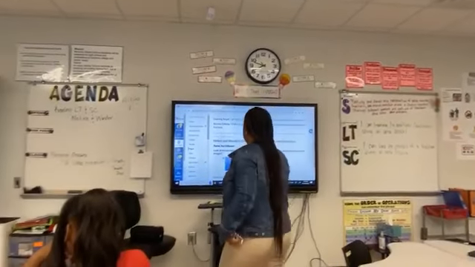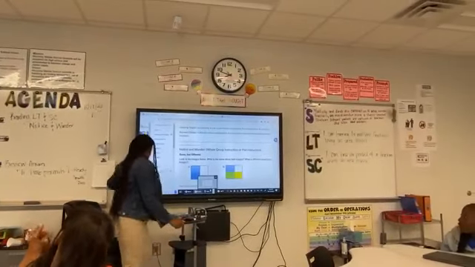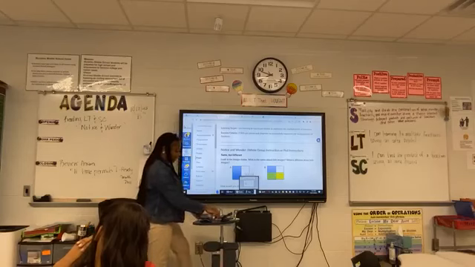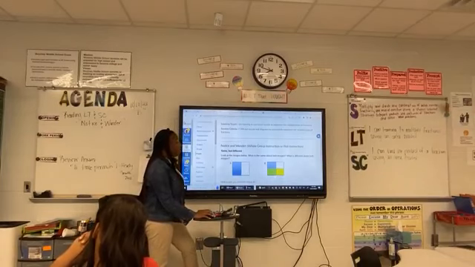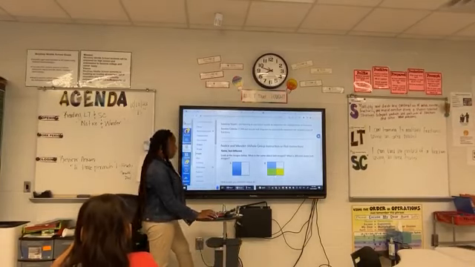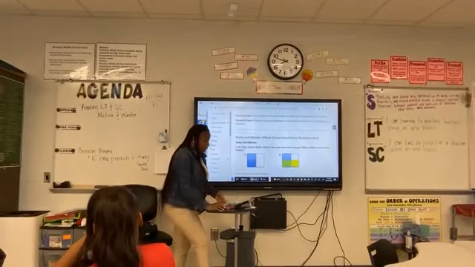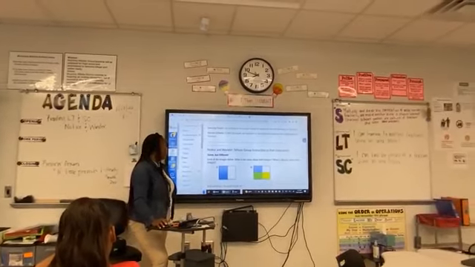Okay, here we go, class. So today, we're going to piggyback off of what we did yesterday, okay? It's a continuation of what we have been doing all since last week, okay? We were creating models to represent the strategy of multiplying fractions, okay?